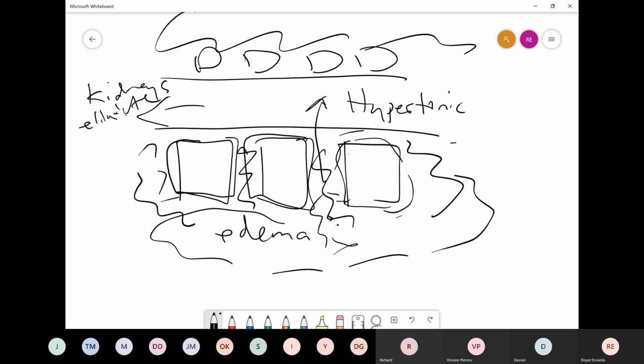Professor, yes, ma'am. I have a question. This is Donna. From what I'm reading from the textbook, it says that fluid shifts from higher to lower concentration. What page are you referring to? 105.